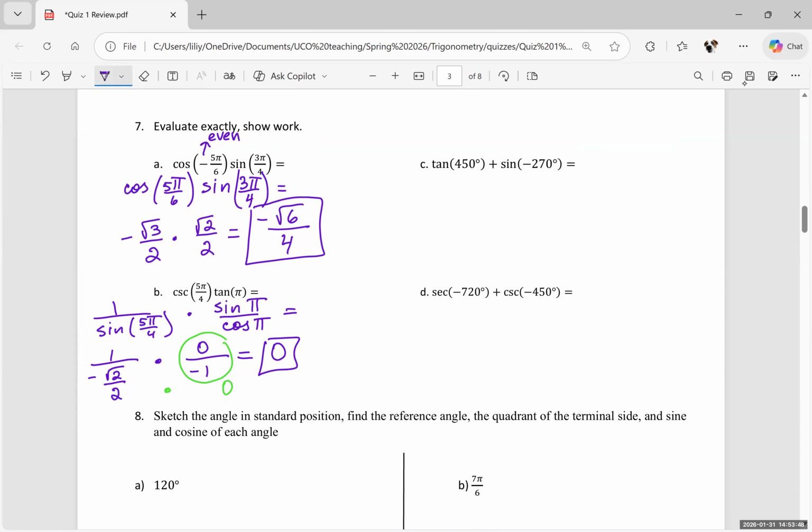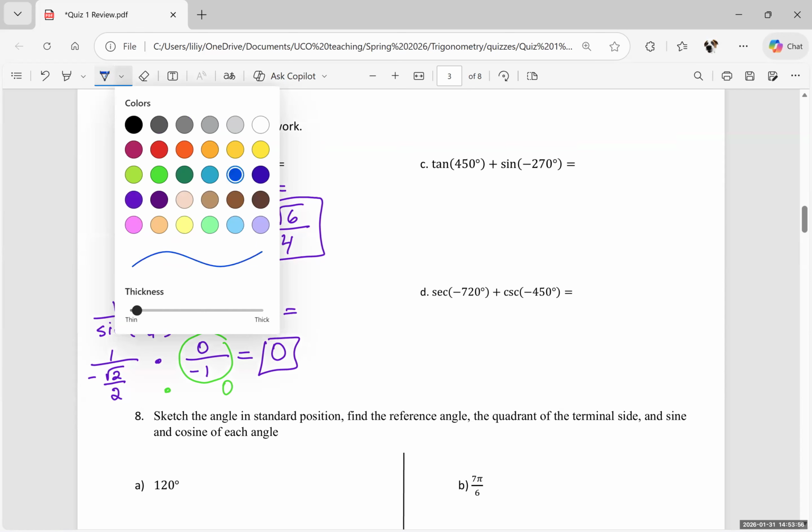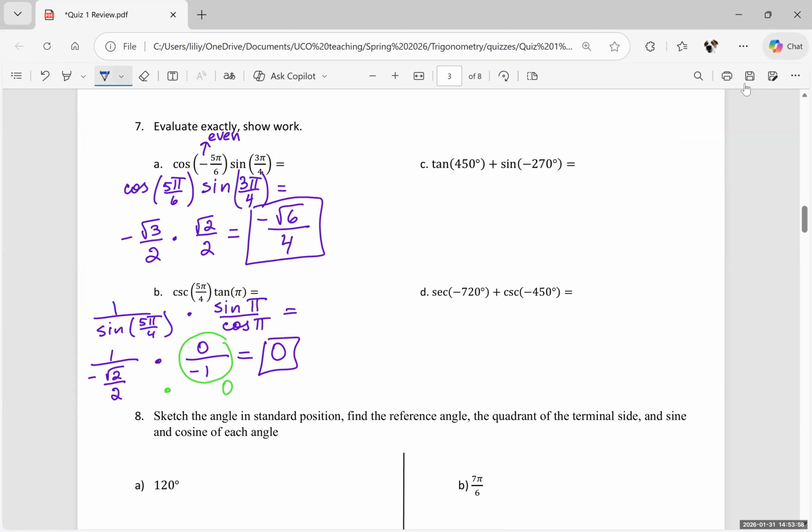Part C, so now we're in degrees, still on the unit circle. Probably some coterminals. That's a little bit easier than anything else. Let's go ahead and address the negative inside of a sine. Sine is odd, so this will be equivalent to tangent of 450 minus sine of 270. So what does that mean?